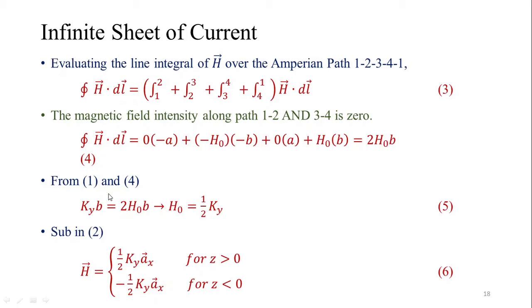Now let's equate equation 4 with 1, that is Ky b is 2 H naught b. From that you get H naught is half of Ky. So you can write the H vector as half of Ky ax for z greater than 0, and minus half of Ky ax for z less than 0.